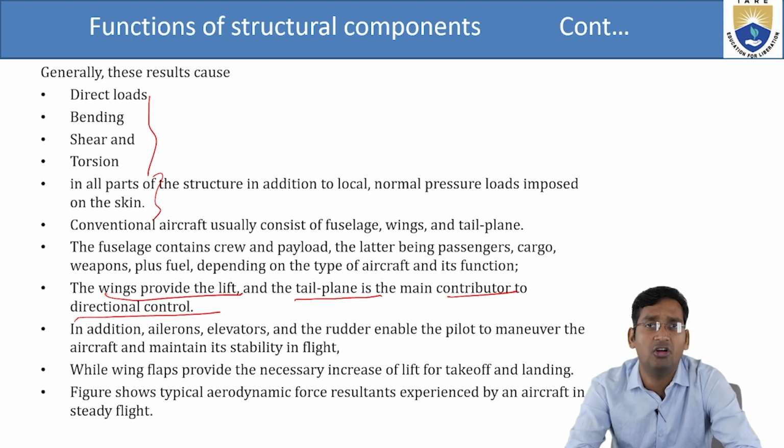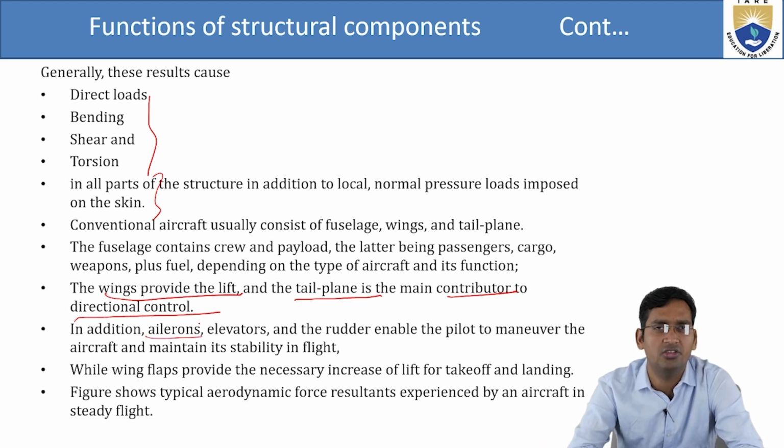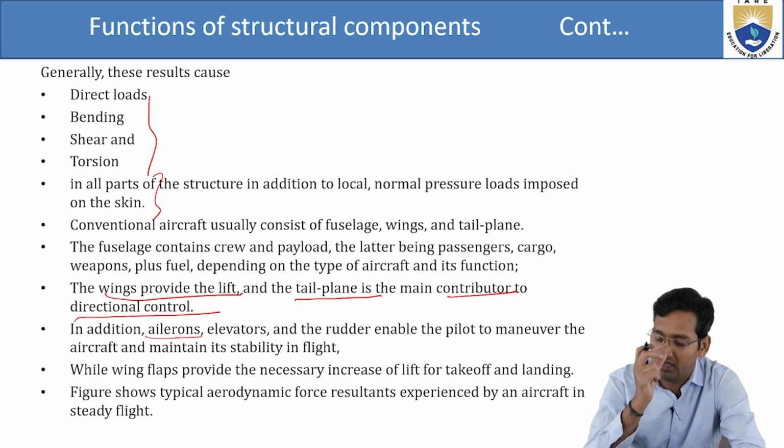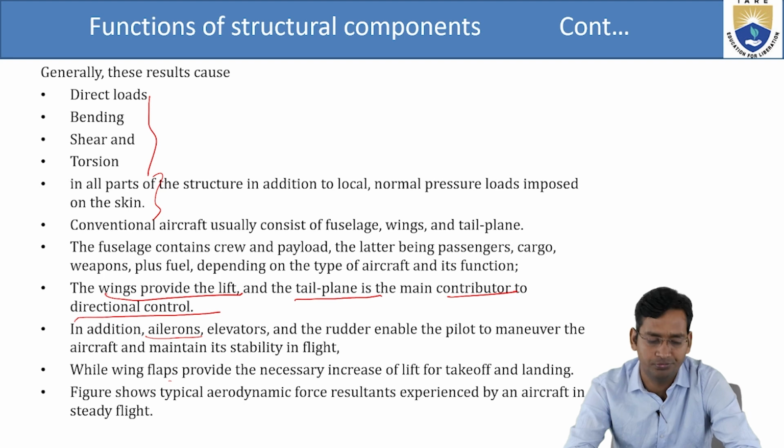In addition, aileron, elevator and the rudder enable the pilot to maneuver the aircraft and maintain its stability in flying. Earlier I said that on the wings, aileron and elevator are there. The rudder enables the pilot to maneuver the aircraft and maintain its stability. So they can control these things from the pilot cabin itself, and that can be stable.